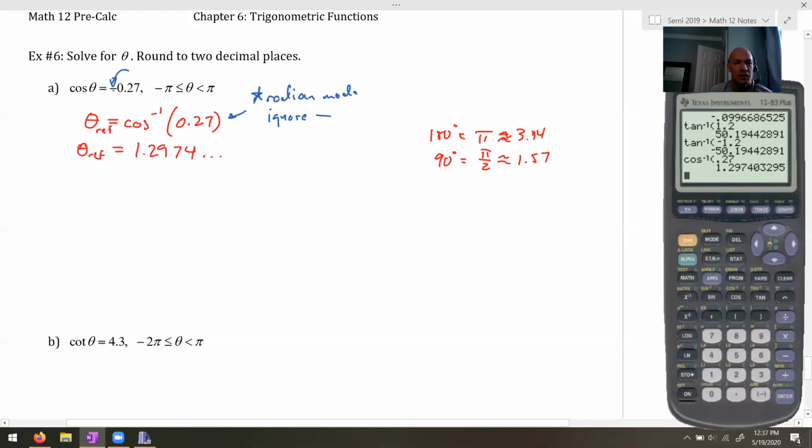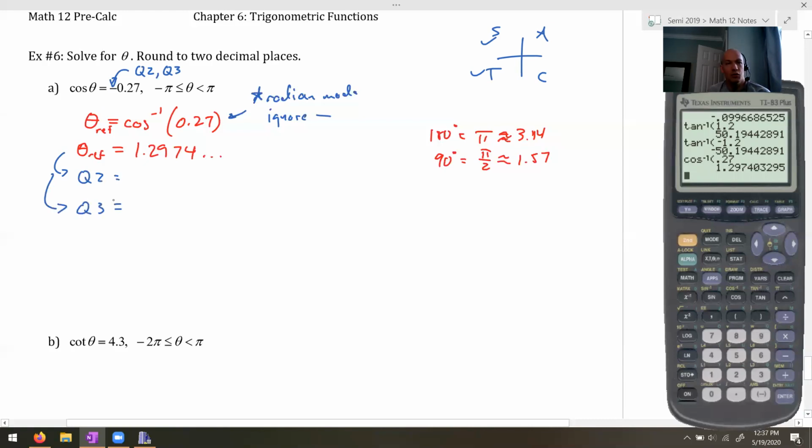We go back to the original. We say there's a negative sign. So in what quadrants is cosine negative? It's negative in quadrants 2 and 3. Remember, A, S, T, C. So it's quadrants 2 and 3. Okay, so a reference angle in quadrant 2 and a reference angle in quadrant 3.